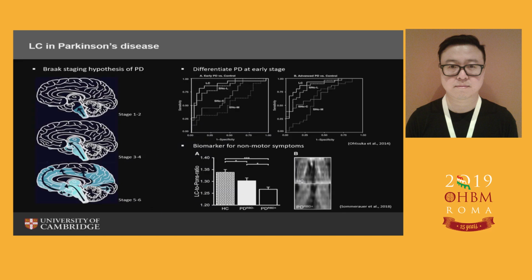In Parkinson's disease, the LC has already been affected in the pre-symptomatic stage based on the Braak staging hypothesis. The LC CNR can be used to differentiate PD at early stage. One study also showed that Parkinson's patients with REM behavior disorder had more severe signal loss in the LC compared to the PD without RBD and healthy controls. This evidence together indicates that in vivo MR measurements of the LC can be very valuable as a biomarker for PD.